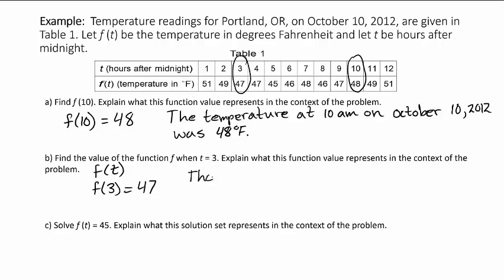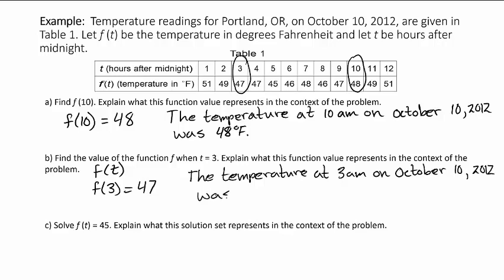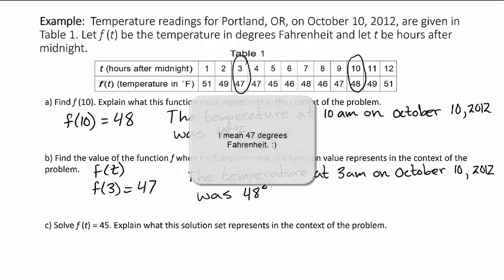So we could say the temperature at 3 a.m. on October 10th, 2012 was 47 degrees Fahrenheit.